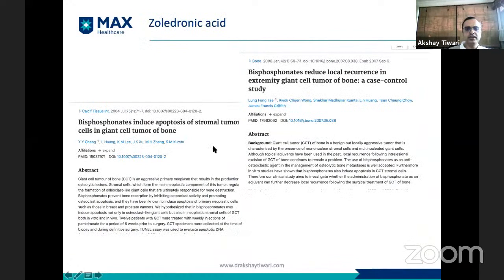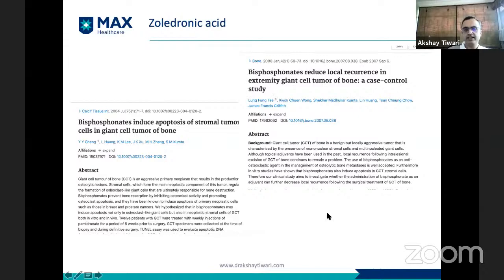Then comes the curious case of zoledronic acid and denosumab, and a lot of work. I don't think more work than on denosumab has been done in any other aspect of giant cell tumor in the last 10 years or so. Of course, zoledronic acid was being used much earlier by workers, and we do have KC Wong, and I think he would be listening, and no one would know better that bisphosphonates induce apoptosis of stromal tumor cells, and they are probably the ones who actually affect the tumor cells rather than the osteoclasts themselves.